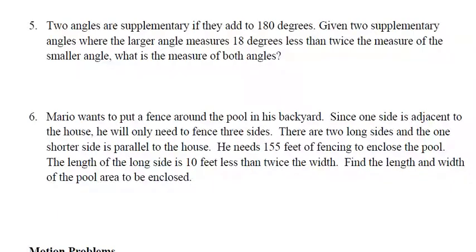All right, question 6. Mario wants to put a fence around the pool in his backyard. Since one side is adjacent to the house, he will only need to fence 3 sides. There are 2 long sides, and the one shorter side is parallel to the house. He needs 155 feet of fencing to enclose the pool. The length of the long side is 10 feet less than twice the width. Find the length and width of the pool area to be enclosed.